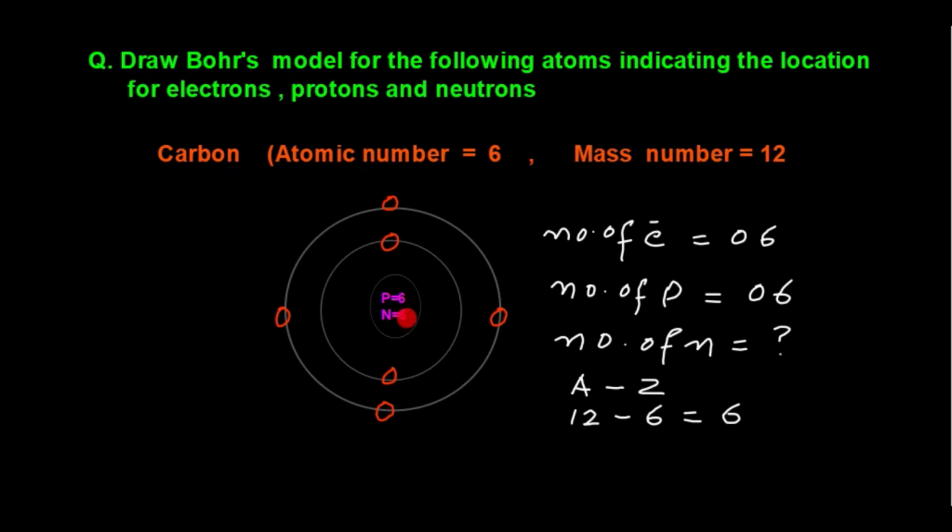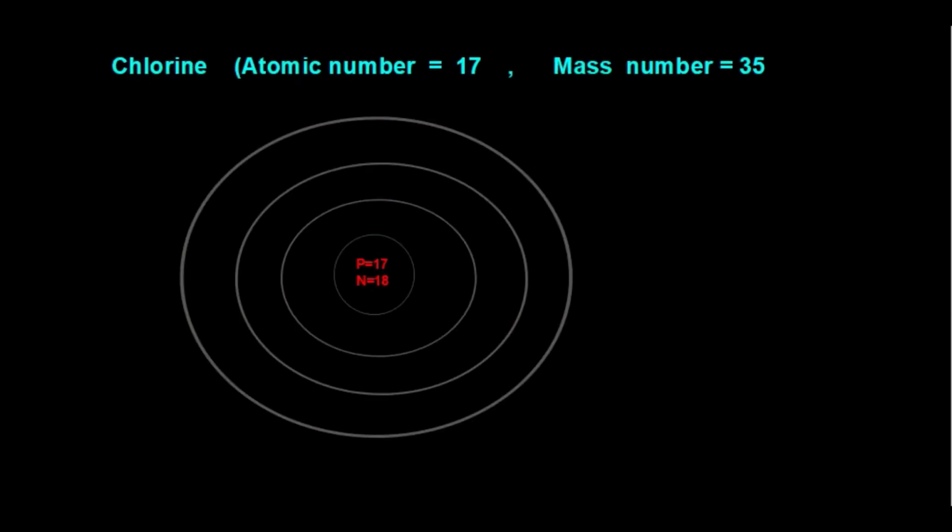Now we will see the next atom which is given to us. The next atom is chlorine. Chlorine atom is given to us with atomic number 17 and mass number 35. And we are asked to find the number of protons, electrons as well as neutrons and write their location inside chlorine atoms. Now here, what is the atomic number of chlorine? Atomic number of chlorine is 17. It means there are 17 protons in the atom of chlorine.